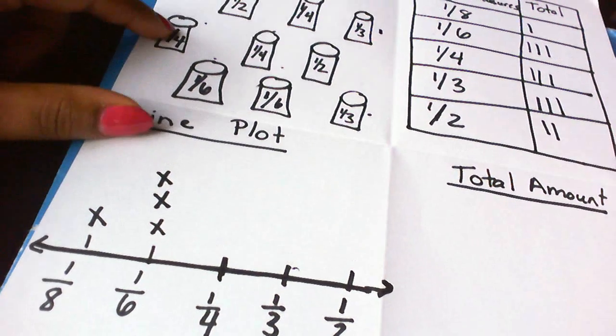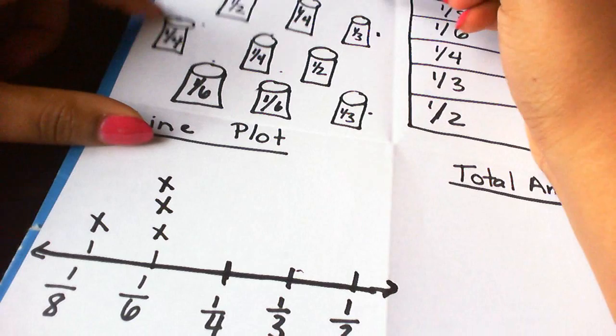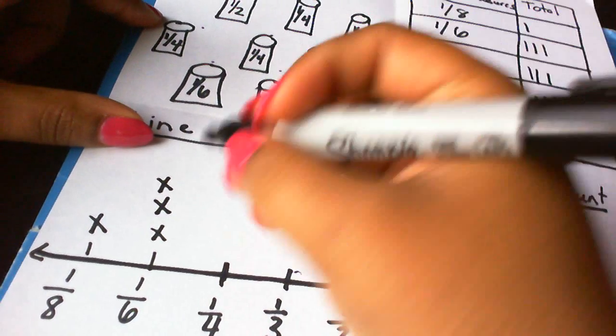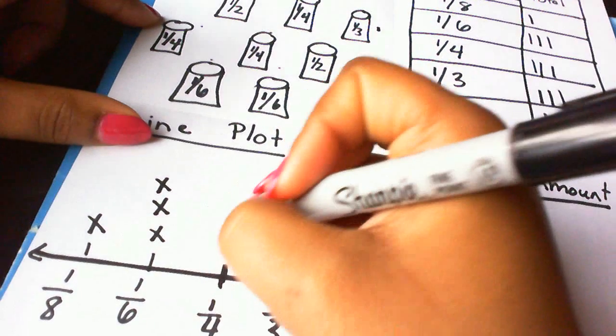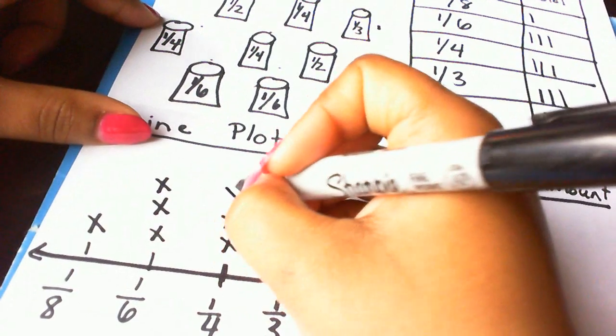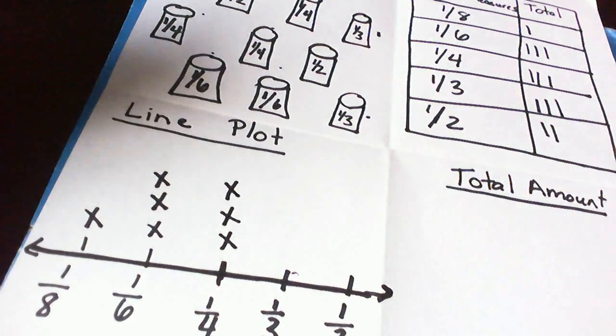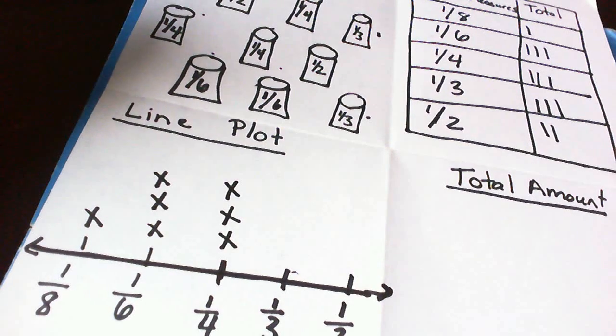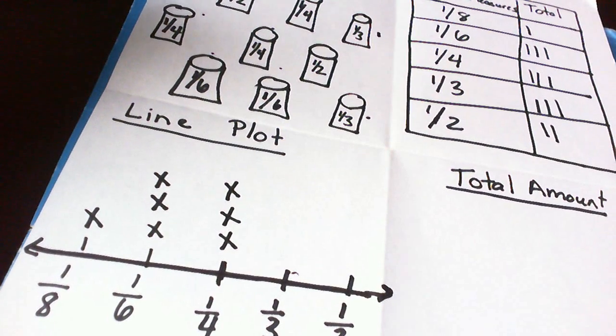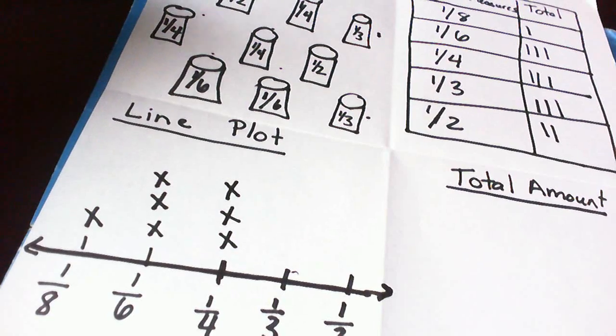Now we're ready to go to 1/4. We should have 3 according to our table. So 1, 2, 3. I confirm it. Notice we're putting them on top, not side to side. This is very important for making a line plot with fractional parts.